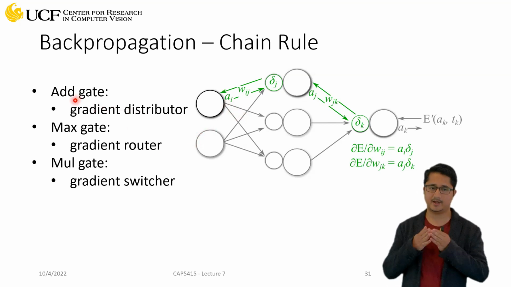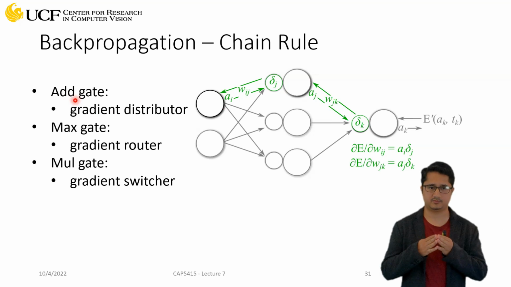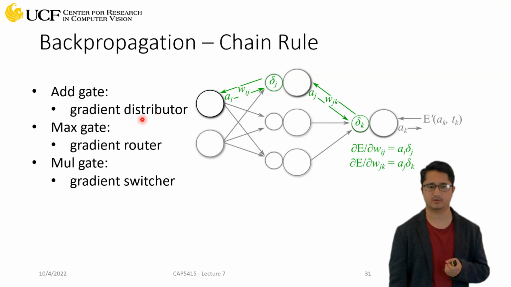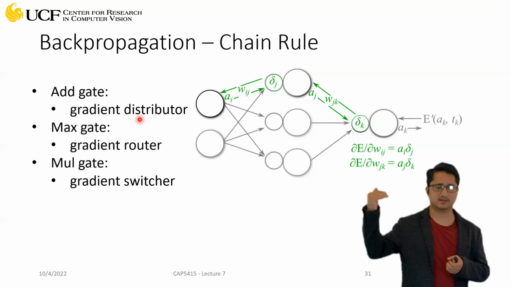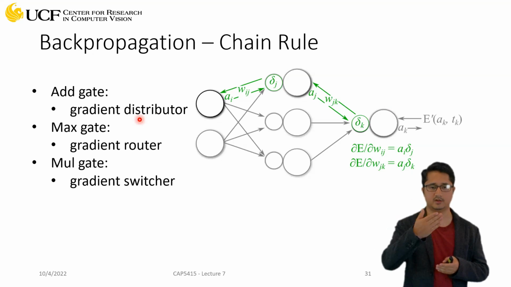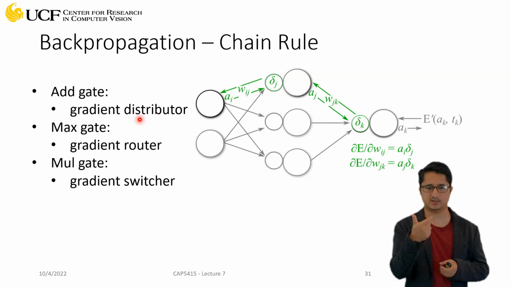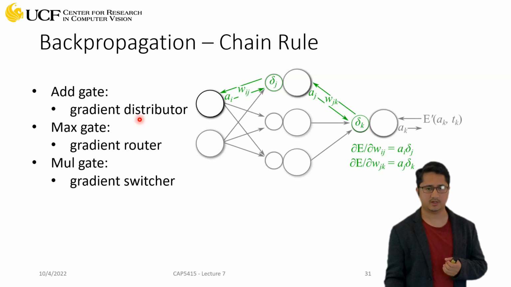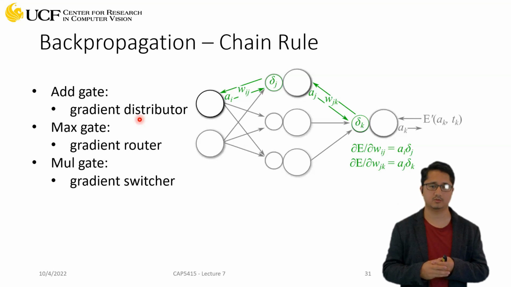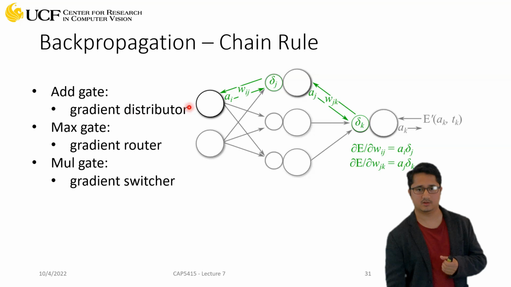If you are adding two different values as a function, then what will happen? The gradient will distribute. It will act as a gradient distributor, which means that whatever gradient is coming from the top will go equally to both variables, if the operation is x plus y. You can think about it, because it's just a derivative: if you compute the derivative of x plus y, the derivative has to go to both. Okay, so that's one thing.